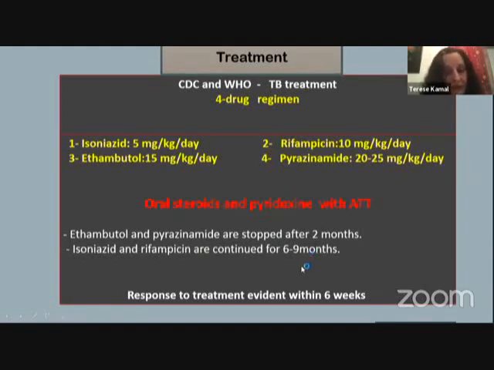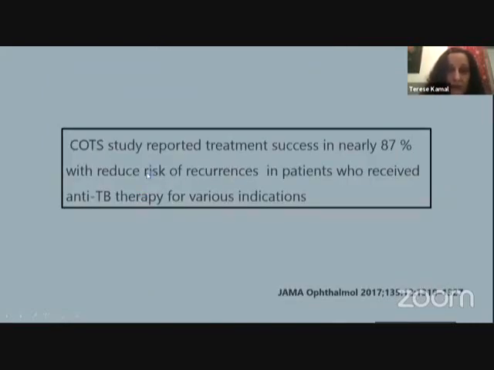But when you're giving these medications, you have to make sure that you're checking the patient's liver functions, kidney functions, and CBC. And if the patient has started treatment and comes back to you in 3 weeks or a month and is very eager because he's not getting any improvement, or maybe he's starting to worsen a bit, you have to reassure the patient because it takes about 6 weeks before the medication starts to show some effects. The COT study found that 87% of their patients had successful treatment, and treatment also decreased the risk of recurrence.